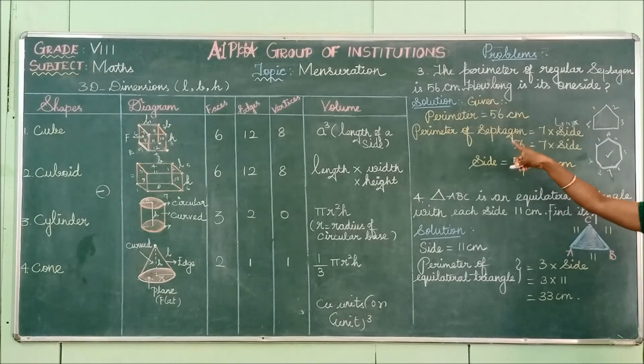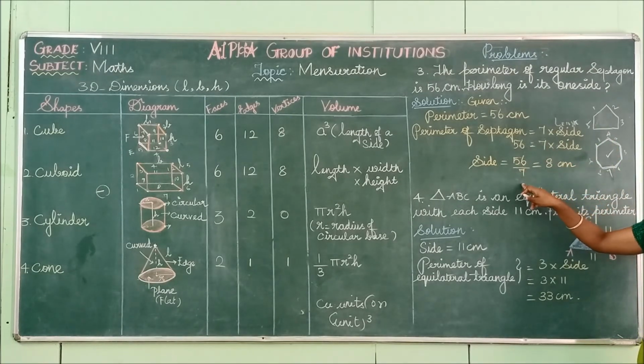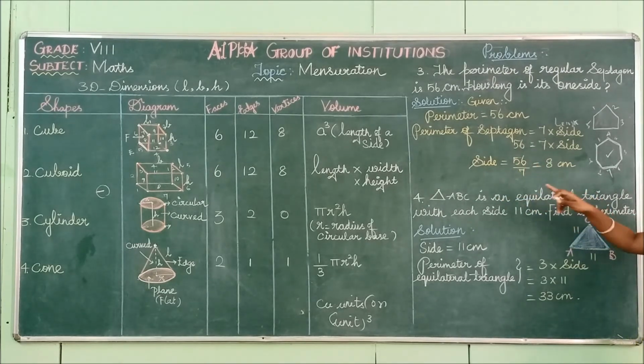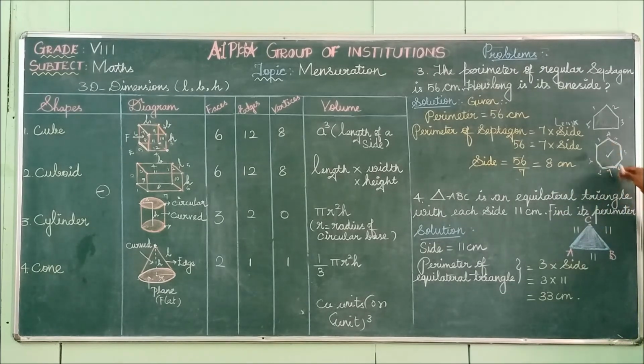So here 56 is given already. You have to substitute 56 equal to 7 into side. You have to find only the one side value. They have 7 sides, no. How to know only the one side? They ask you in the question. So for that, this multiplication comes to this side as a division: side is equal to 56 by 7. So 7 8s are 56. Our answer is 8. So each and every side of the septagon will be 8 centimeter.